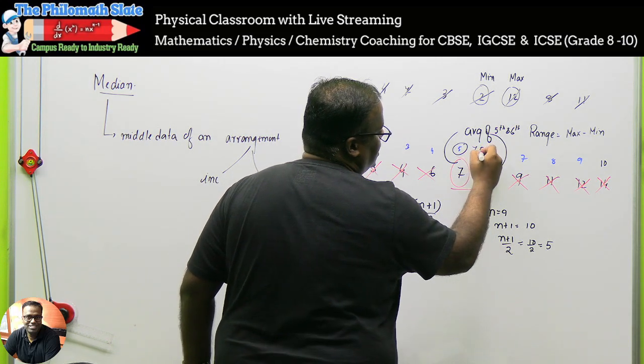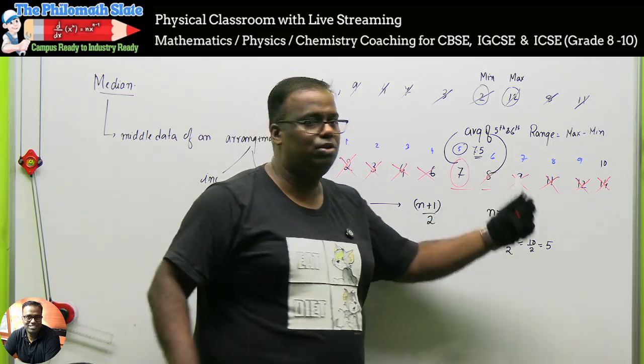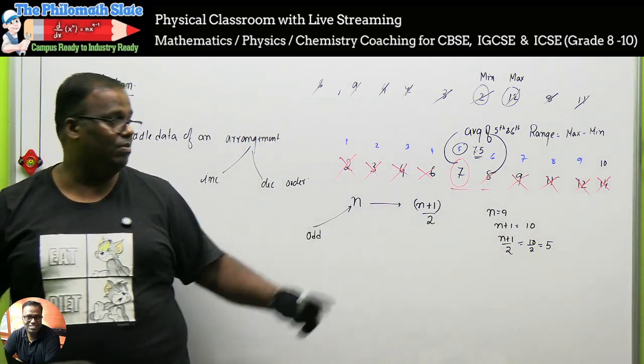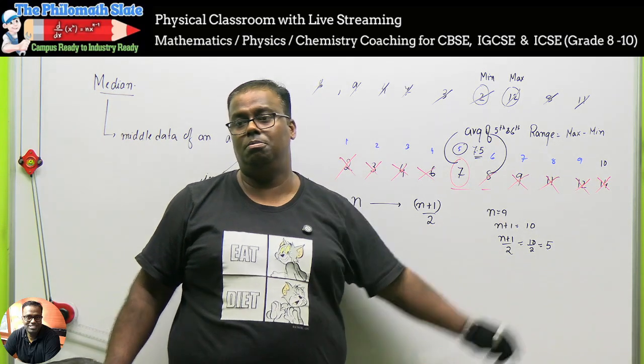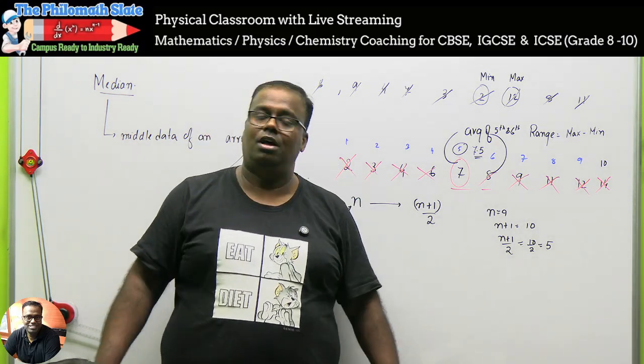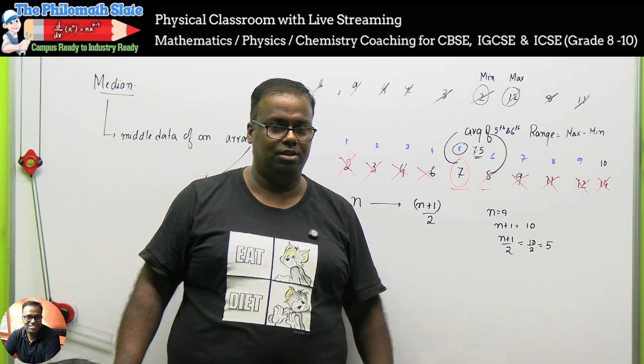7.5 is our median. Have you understood? The average of these two data. Whenever you land up at even, then it is the average of the 2 midpoints. Now we will see how it comes, with logic.